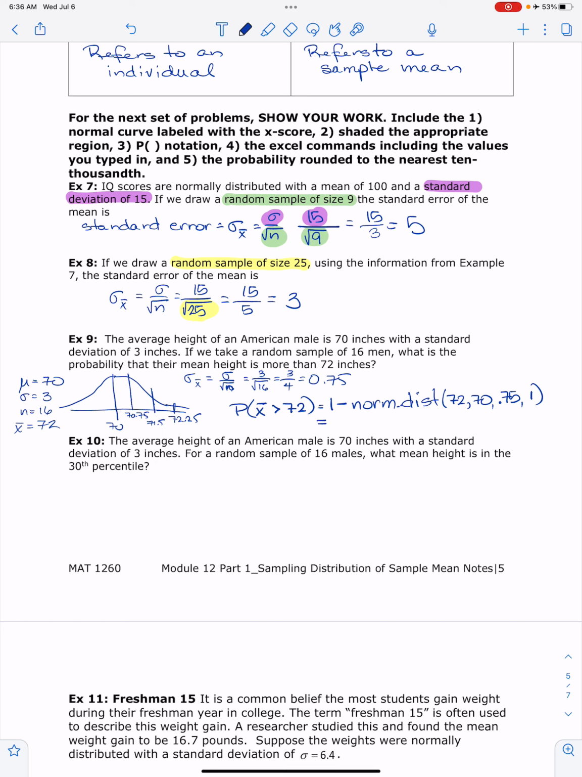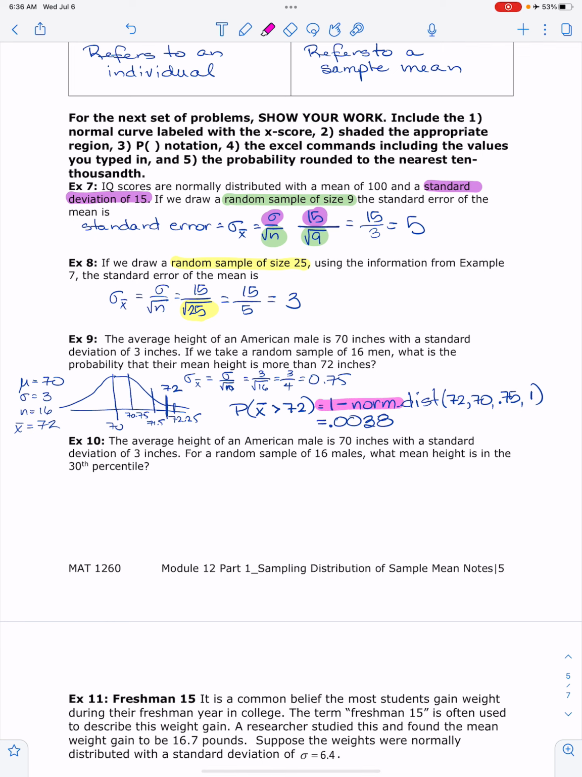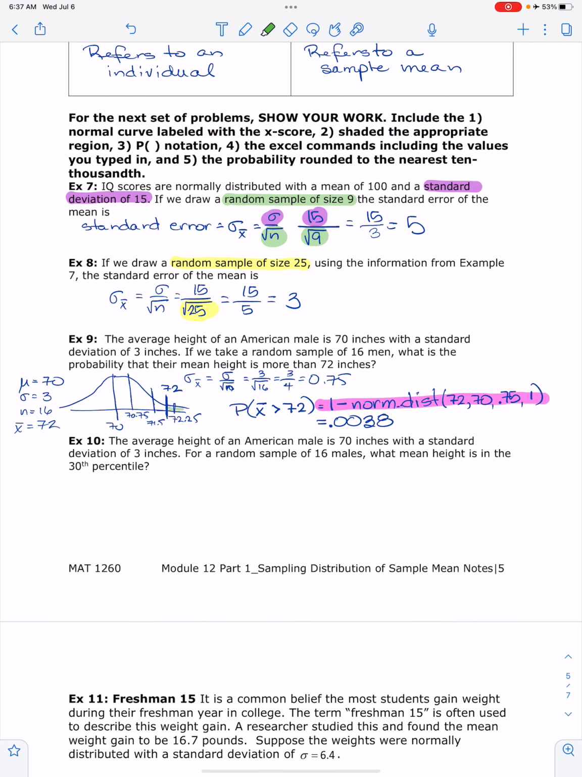I am going to round correctly to 4 places. I get 0.00379, which rounds to 0.0038. Again, you know what? I didn't shade here. Make this 72. I want more than 72. Actually, there's my Excel command. So I'm looking for this little bit. Makes sense that it is a really small percentage.